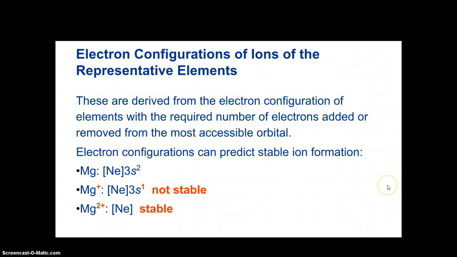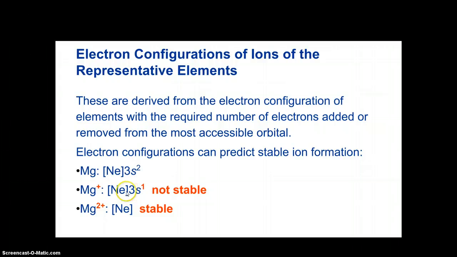Okay, this is something that I don't think is at all new to us, and it's just electron configurations of ions of representative elements. I don't think you need to write all of this down, but it allows us to predict stable ion formation. If we write the electron configuration for magnesium in its neutral state, using noble gas notation, it's neon 3s2. That's pretty straightforward.